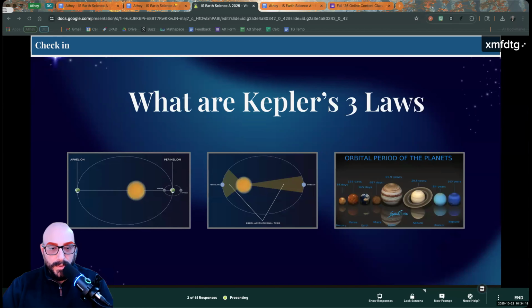We talked about orbits. Okay, what are Kepler's three laws? Give me Kepler's three laws. The first one, second one, third one. So first is on the left, second is in the middle, third is on the right. Go ahead and write those in.